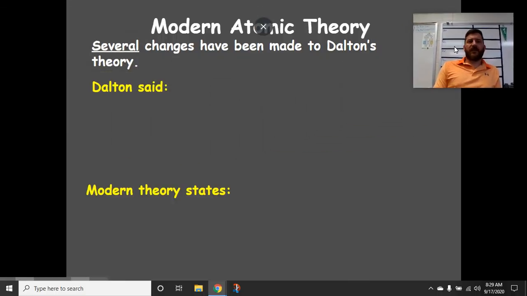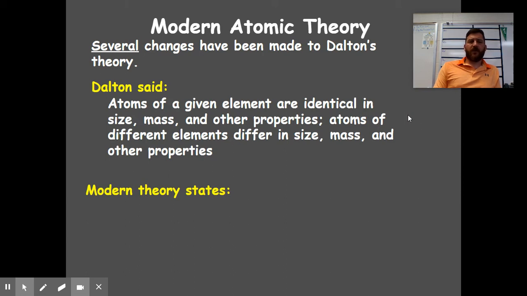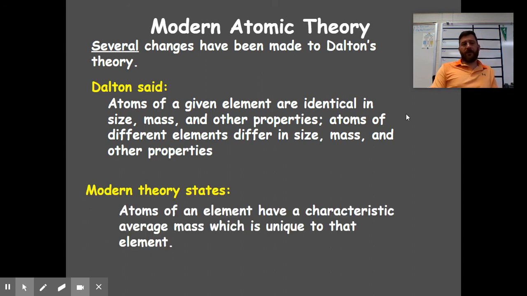So modern theory has had several changes, but not a whole lot. Dalton said that atoms of a given element are identical. Our modern atomic theory states that atoms of an element have a characteristic average mass, which is unique to that element. If you're looking at carbon's atomic mass on the periodic table, it is 12.01. You could put another 1 at the end if you wanted to, but that's its average weight of all of the atoms that exist of carbon in the world.